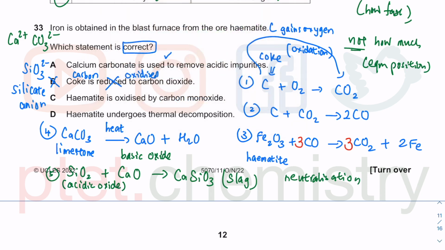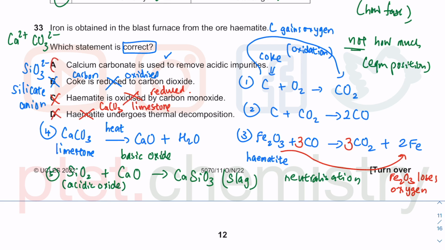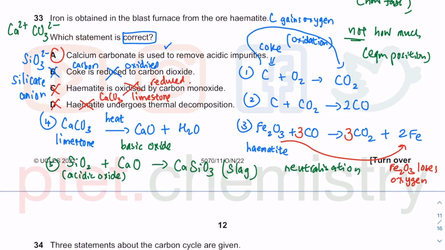Hematite is oxidized? Not really. Hematite loses the oxygen. So we can see the Fe2O3 loses its oxygen. Loss of oxygen is your reduction. So that is reduced by carbon monoxide there. Hematite undergoes thermal decomposition? That is not true. It will be the limestone. Limestone is your calcium carbonate that undergoes thermal decomposition. So again, it doesn't really react directly with the SiO2, but you can think about it. It does perhaps, but usually it proceeds via this thermal decomposition first. Then the calcium oxide can neutralize the SiO2 there.